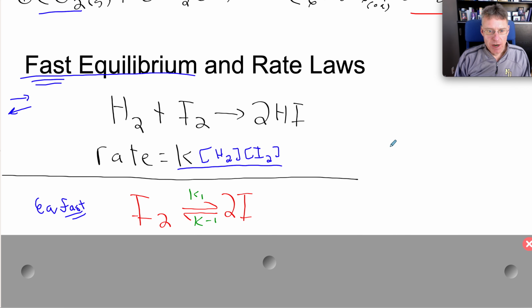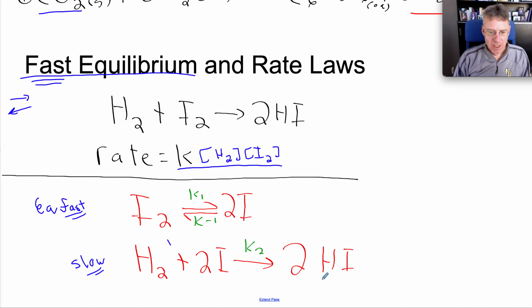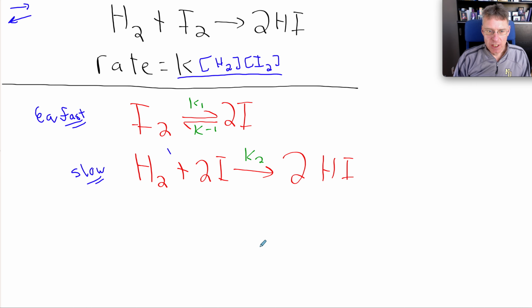The second part to the mechanism is that the hydrogen reacts with this pair of iodine atoms, and this leads to the final product. If this first step is our fast equilibrium, this must be our slow step, because this is the only other step that's proposed in the mechanism. So overall, let's figure out what the rate law would be using these two steps and see if they match the experimental.